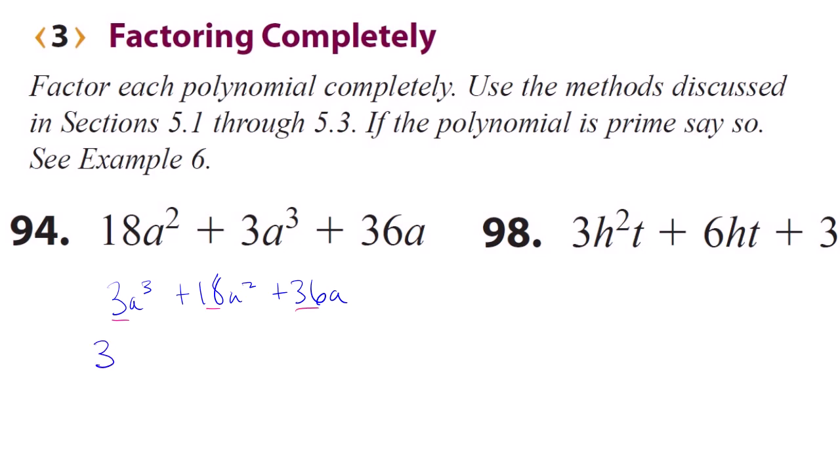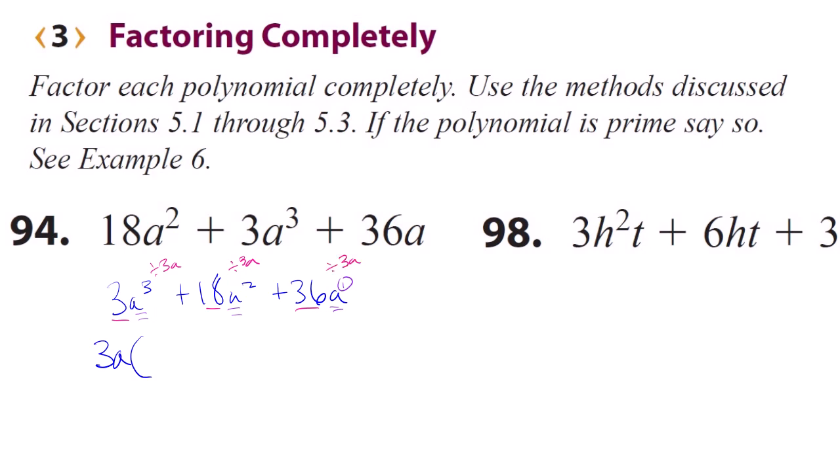then with our variables, they all share an a, so we take the one with the smallest exponent, so a to the first, so that's our GCF, and we put our leftovers back inside, right? So we're just going to divide each of these by 3a, right? And you can do this in your head or on paper.